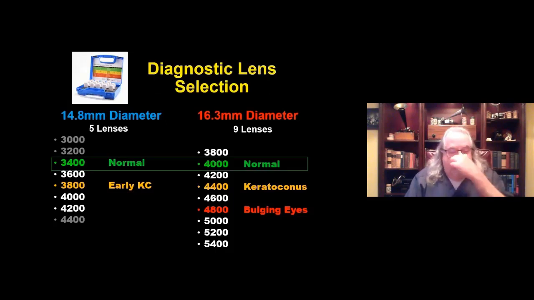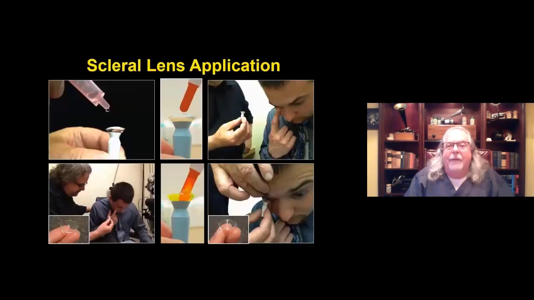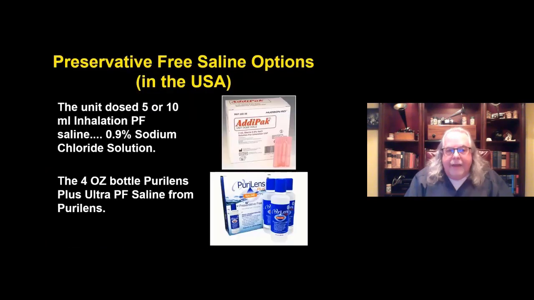So in our patient with the normal sagittal depth, these would be the lenses that we're going to place on the patient. We fill the lens with preservative-free saline. We add our fluorescein, and now we just basically rest the lens on the eye.